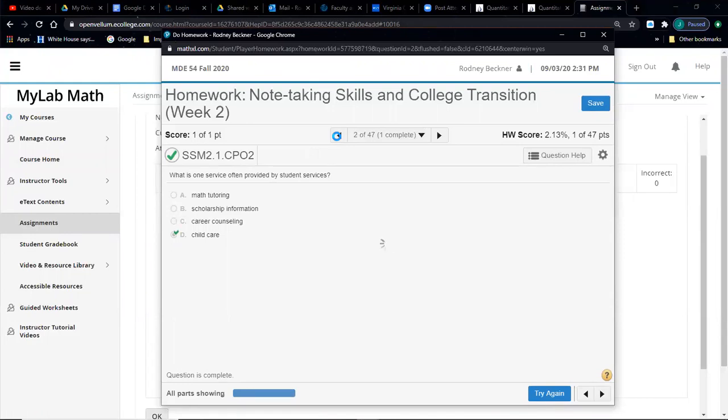Computer's locking up. I think that says it's about time to end class. Let's hold on for a second.